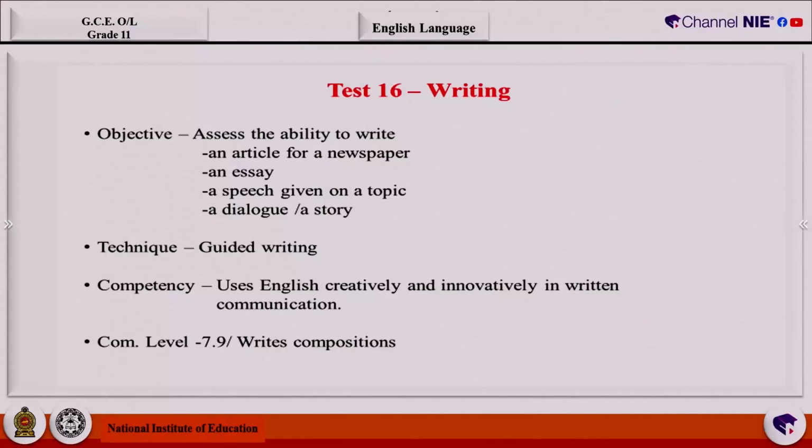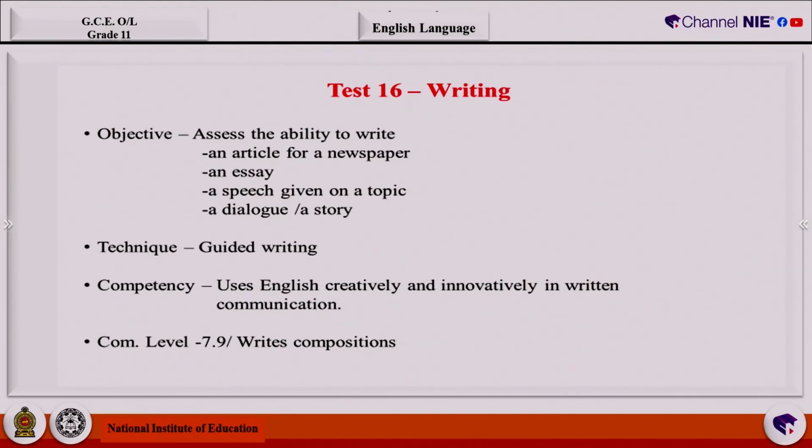Dear students, now let's go to the last test item of paper 2, test 16, that is also based on your writing skills. As I have told you, in this question also there are many choices. Your ability to write an article for a newspaper, an essay, or a speech given on a certain topic, a dialogue or a story will be tested in this question.